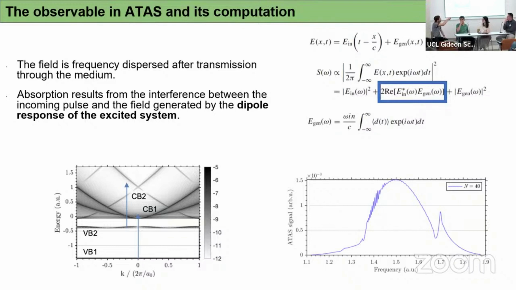Basically, the input field will induce an oscillating dipole that will lead to the generation of a field. And therefore, the spectrum of the field in output will be the spectrum of the field in input, the incoming pulse, plus this interference term, plus an additional term that is weak, so I'm neglecting it. So it's basically this interference term. It's the interference between the incoming pulse and this generated field that you know once you know the dipole response of your medium. So this is basically the quantity that you need to compute.